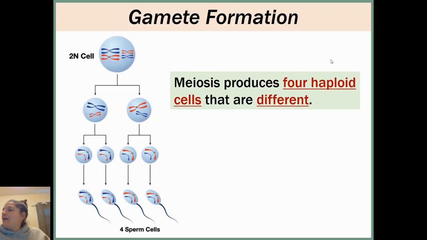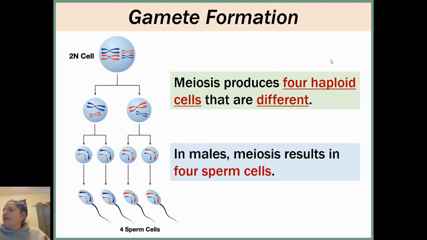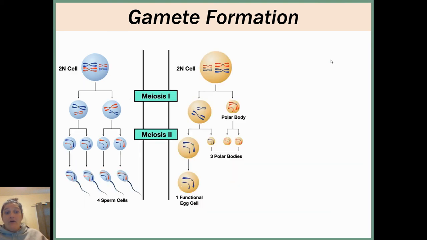All right, so now we are at gamete formation. This is A and B. Meiosis produces 4 haploid cells that are different. Remember that crossing over creates variation. So in males, meiosis can result in 4 sperm cells. So not only are they different from the parent cell, but they are different from each other. Each sperm cell down there on the bottom is 100% unique from each other, as well as the original parent cell.